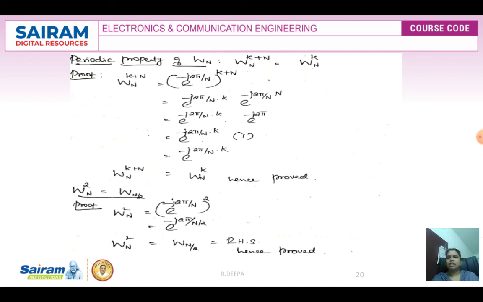And one more thing is, W_N power of 2 can be written as W_N by 2. How it is possible is, write down the left hand side, which is W_N power of 2, which is nothing but e power of minus j 2 pi by N whole power of 2. So here you just multiply with 2. It becomes e power of minus j 2 pi by N divided by 2. So if you observe, it is nothing but W_N, whereas instead of N, it is N by 2. So you can write this particular term as W_N by 2, which is equal to the right hand side of the equation. Hence you have proved the properties of the twiddle factor.